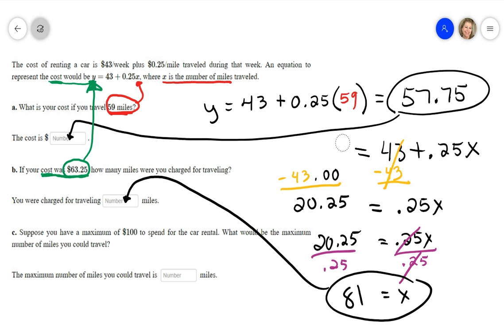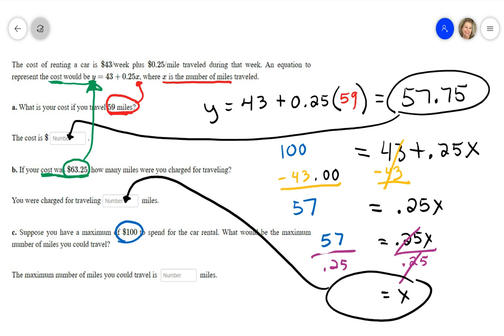Actually, I don't think this is lazy. I think this is ingenious. Instead of the $63.25, I'm going to put the $100 right here. Which means that 100 minus 43 would make this a 57. And so I'd have 57 here. I'm still going to divide by 0.25. And that's going to be a different answer.